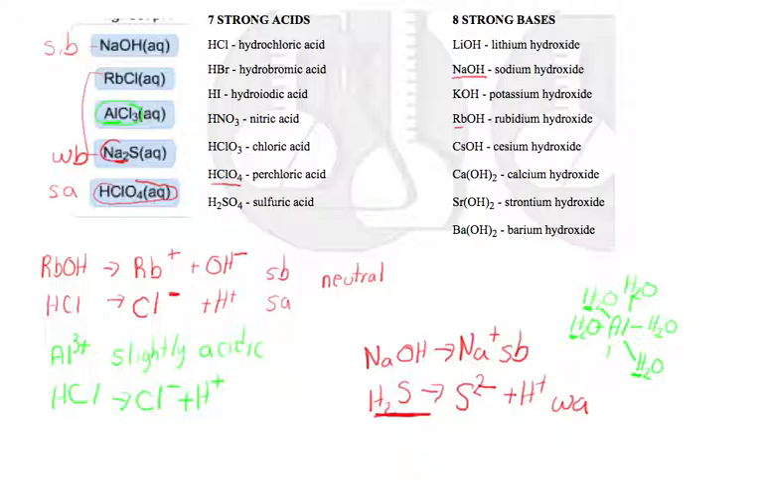Because the aluminum can be hydrated, that makes it a weak acid. We call this a weak acid. And because both the rubidium hydroxide and the hydrochloric acid are strong, they combine to make this neutral. Okay, so in order from top to bottom, 1, 2, 3, 4, 5.